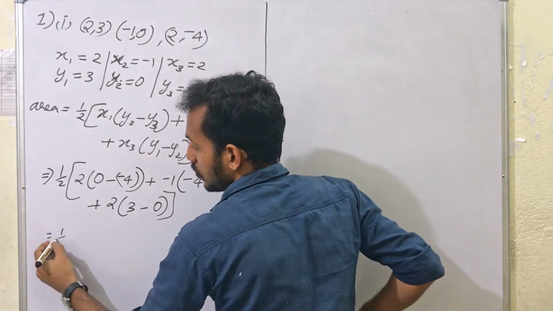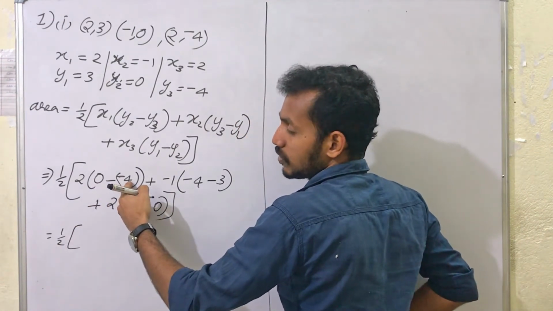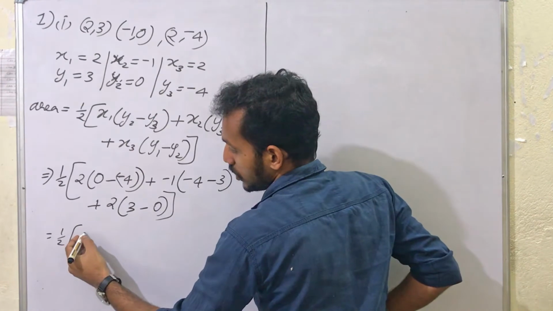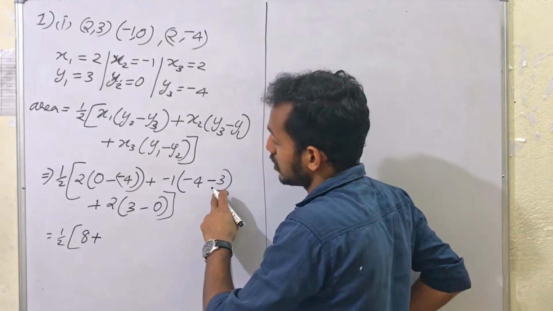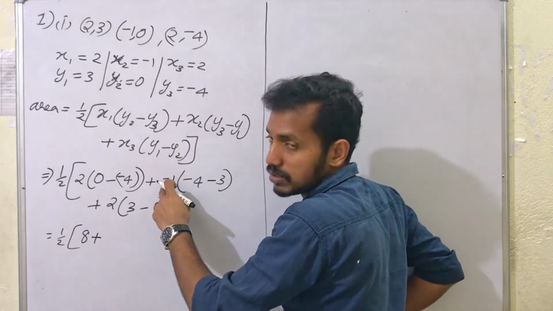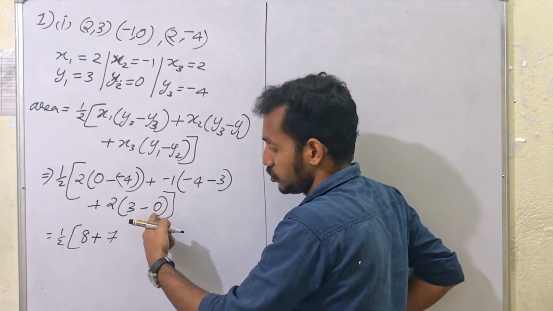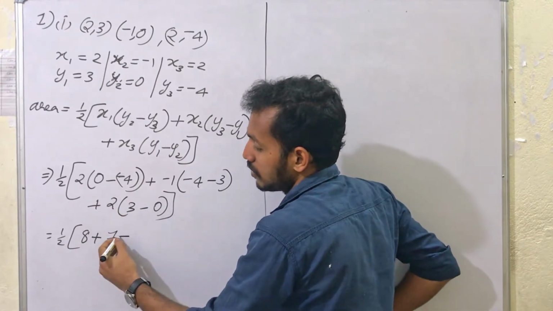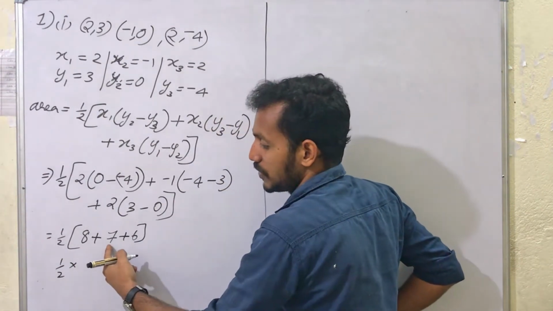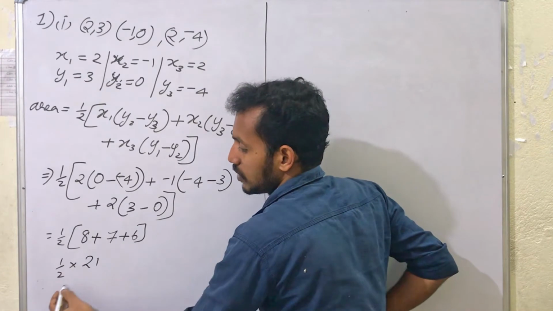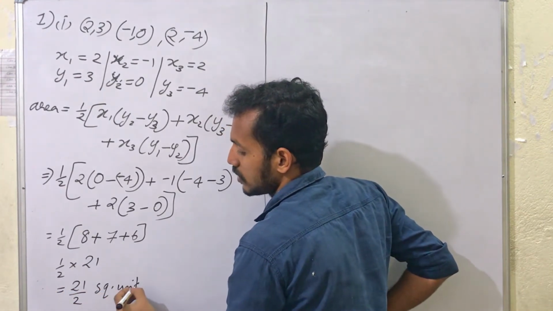That is equal to 1 by 2 into 2 into (0 minus of 4 will be plus 4). So 2 into 4 will be 8. Then -4 minus 3 will be -7. -7 into -1 will be +7. And 3 minus 0 is 3, 2 into 3 will be 6. That is equal to 1 by 2 into (8 plus 7 is 15, 15 plus 6 is 21), which is equal to 21 by 2 square units.